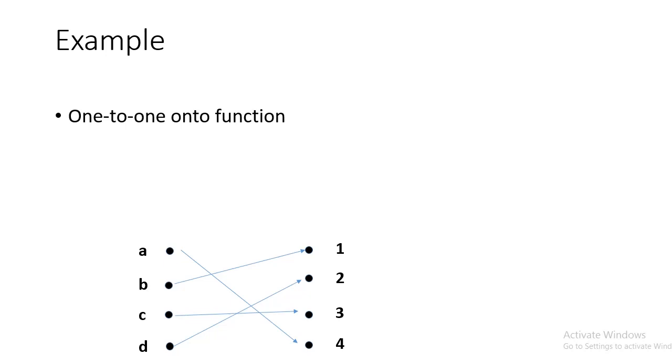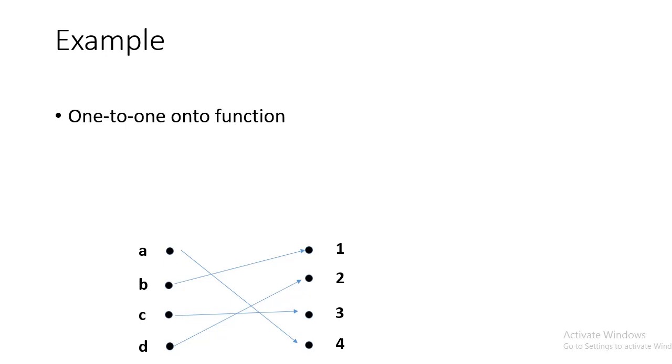For satisfying the one-to-one condition, each and every element of the domain must map to an element of the codomain. So here A maps to 4, B maps to 1, C maps to 3 and D maps to 2. So the condition is satisfied. That's why this function is a one-to-one function.